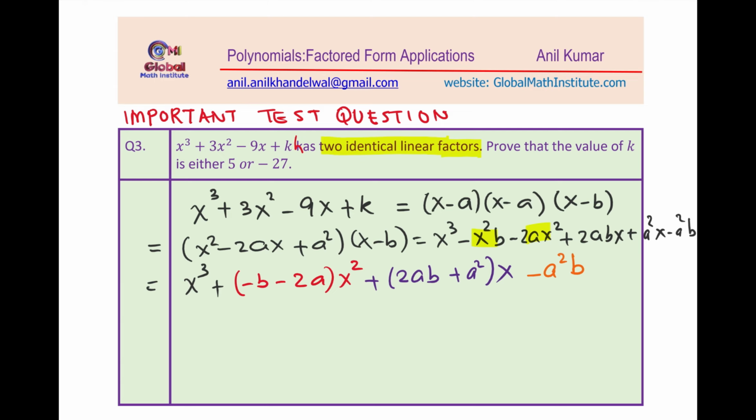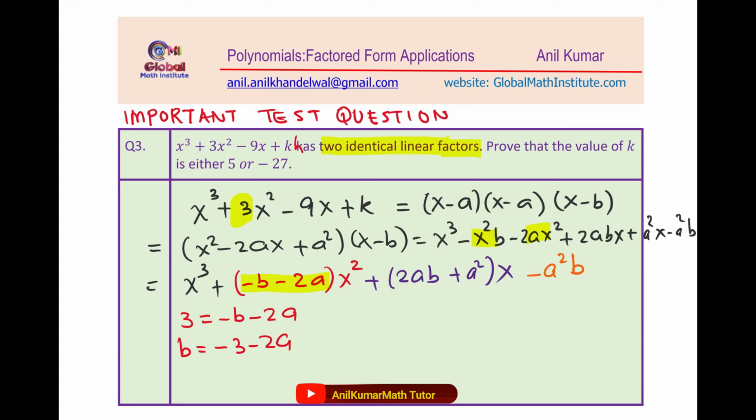What I'm trying to say here is that 3 should be equal to the coefficient of x squared. So we get one term which is 3 is equal to minus b minus 2a. Now that can relate b with a, correct? So we can write b equals to what? So b is equal to minus 3 minus 2a. Perfect. So that is one equation for you.